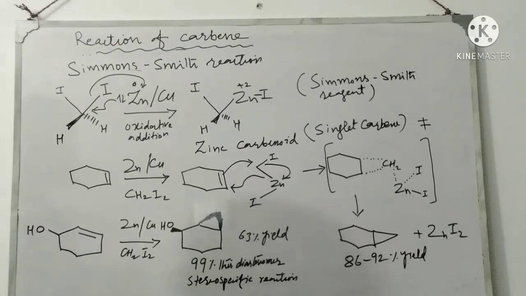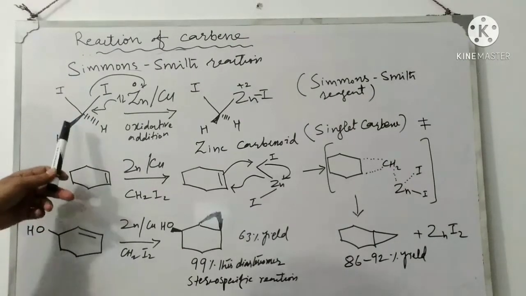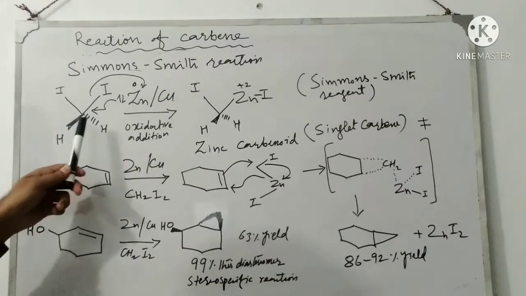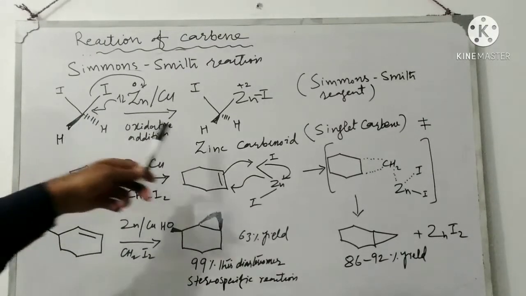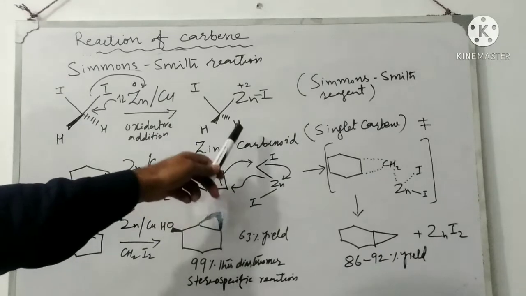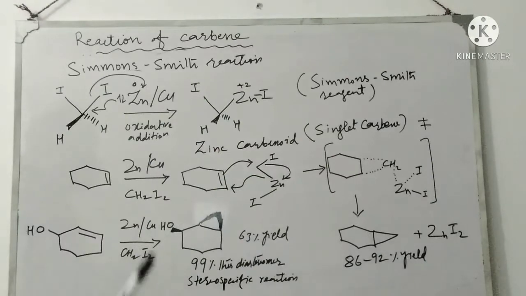As we are discussing the reactions of carbenes, this is a very important reaction. This reaction is called the Simmons-Smith reaction. This is a widely used methodology to make cyclopropanes. Here in this Simmons-Smith reaction, diiodomethane is used with zinc-copper amalgam to make this zinc carbenoid. This zinc carbenoid is called the Simmons-Smith reagent.